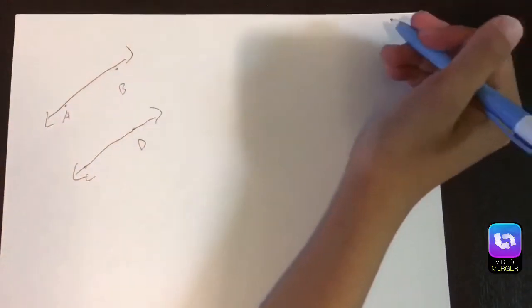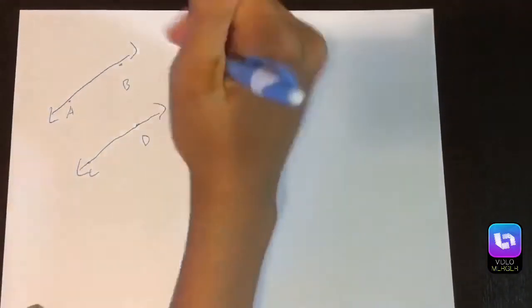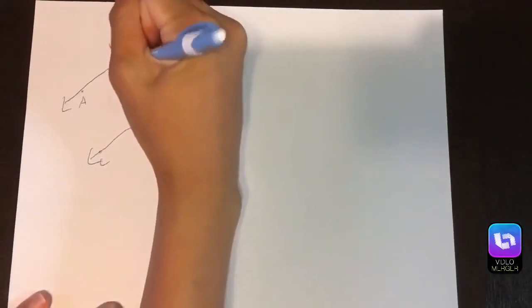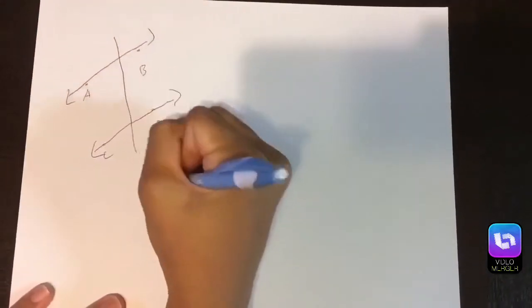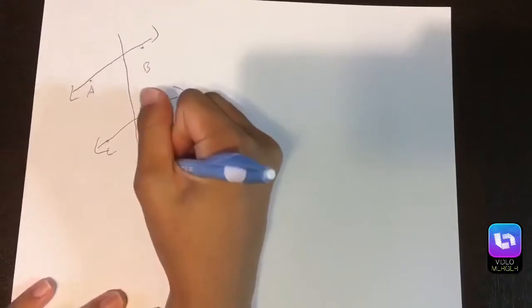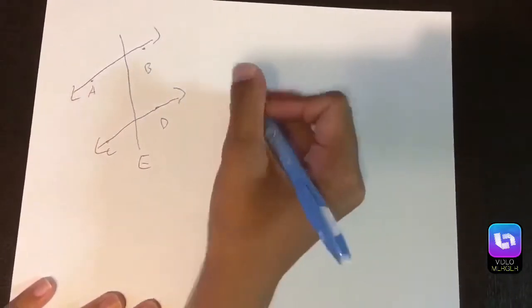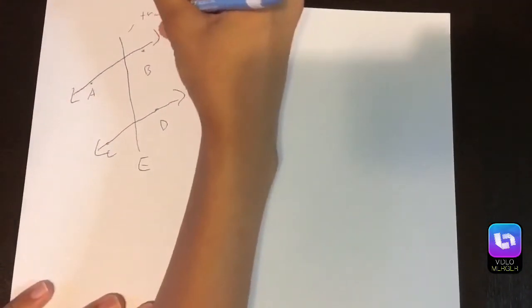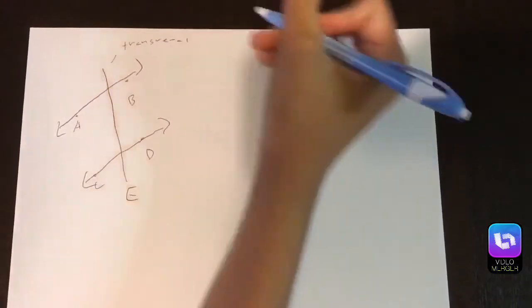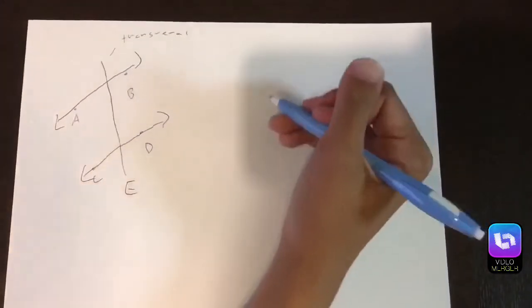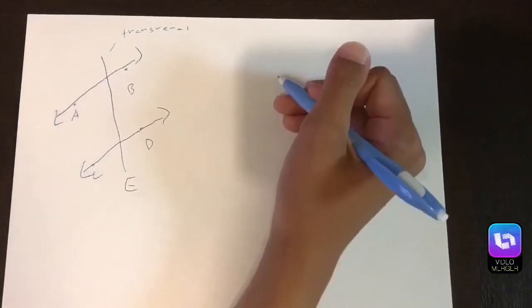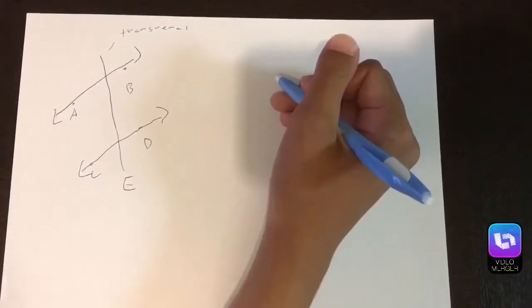Okay, so if there is a line intersecting two parallel lines, such as this, which I will call line E, this is called a transversal. A transversal is anything that goes through two lines.